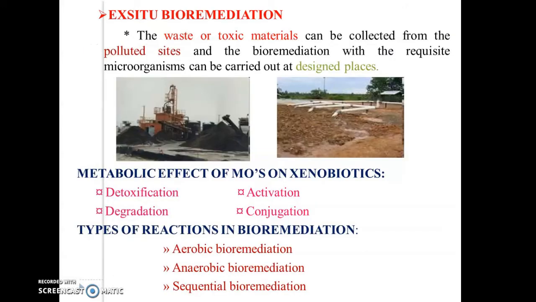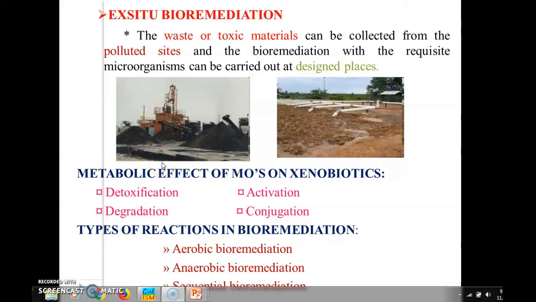So next, coming to ex situ bioremediation. Ex situ bioremediation is taking the waste toxic material, including soil or water, to another site which is not the originally polluted site. We will take the water or soil or contamination to another site and then carry out the bioremediation. This is the process of ex situ bioremediation. The waste or toxic material can be collected from the polluted site, and the bioremediation with the required microorganisms can be carried out at a designed place, for example, in a bioreactor or a particular place.